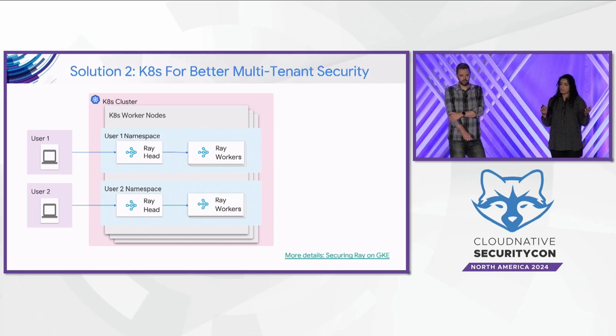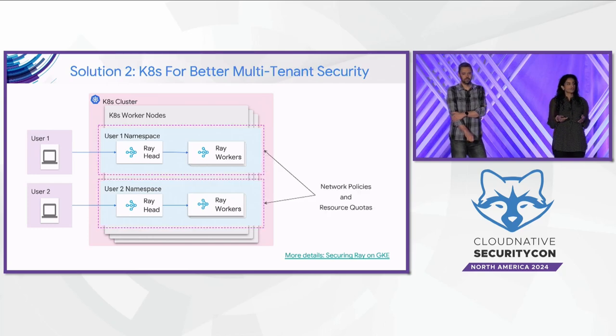And then what about the solution to leveraging the same platform for maximizing GPU and TPU utilization? Kubernetes can help with the multi-tenancy aspects of security. So you can put Ray clusters in their own namespaces, and then you can take advantage of Kubernetes network policy to control the traffic in the Kubernetes cluster. You can leverage resource quotas so as not to starve resources across the Kubernetes cluster.